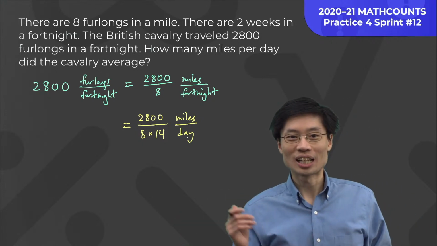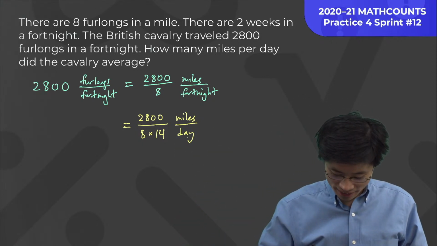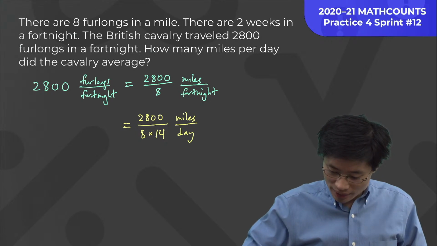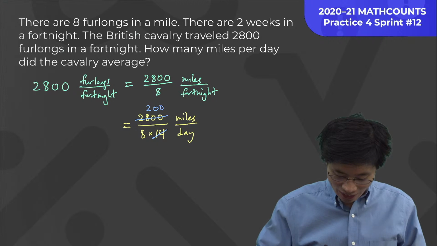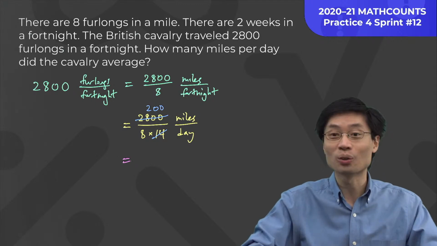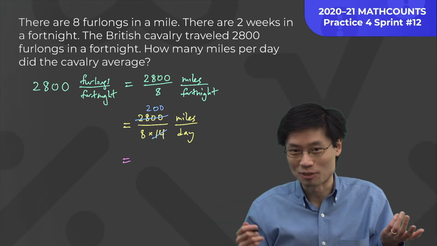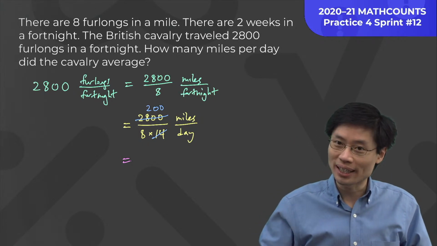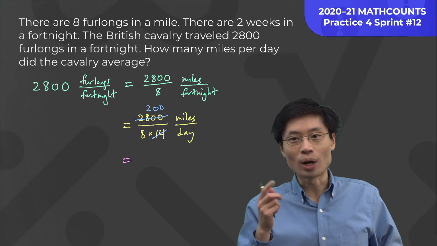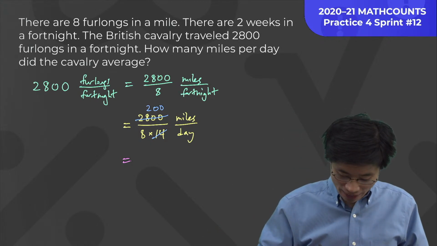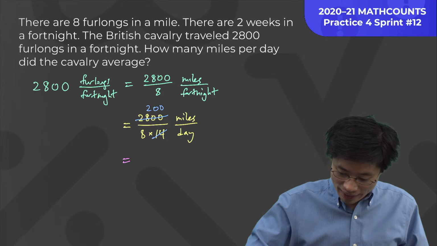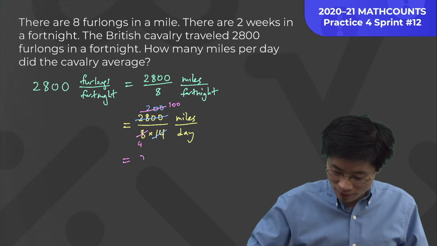Okay? So now let's figure out what the answer is. Let's cancel. 14 into 28 is actually 2. So that's 200 divided by 8. Thank goodness. I wanted to make sure the answer was a whole number, because the question didn't say as a fraction. And 200 divided by 8, that's nice, because 100 divided by 4 is 25. Let me just quickly do the cancel. If I divide out a 2, it's 100 divided by 4, which is 25. And that's miles per day.